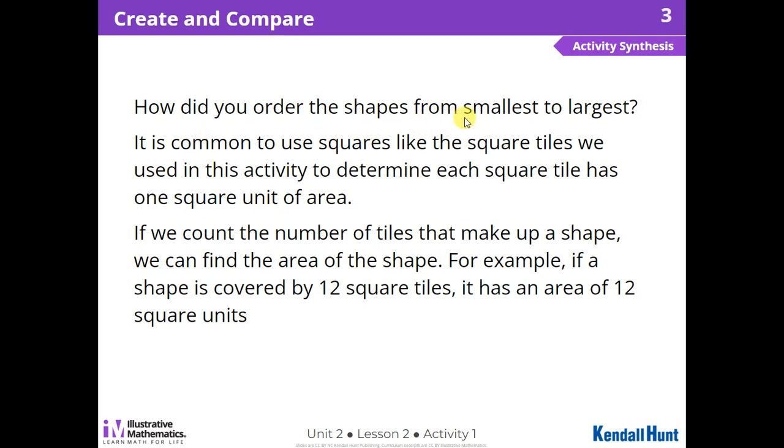So after their answer to this question, there will be guidance over voice note: this is a common method, as you saw in the video I showed you, and this is how we measure area. If we count the number of tiles that make up a shape, we can find the area of the shape. For example, if a shape is covered by 12 square tiles, it has an area of 12 square units. So this is the information that will be given to students, and then they will proceed.